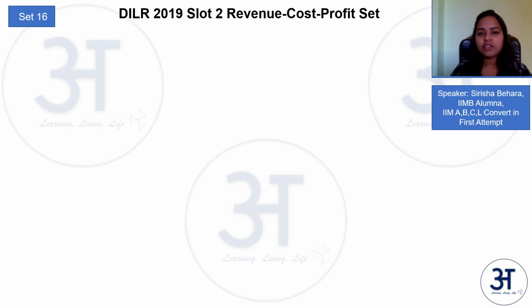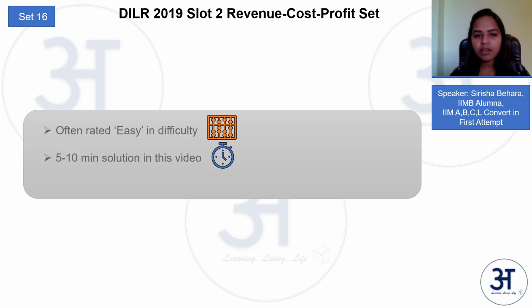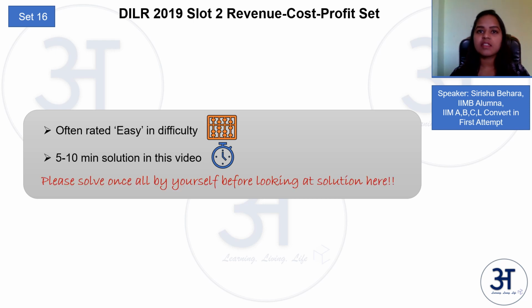Hello everyone. So this is the last DILR set from 2019 CAT paper, slot 2 that we are discussing. This set is a revenue, cost, profit set. It is the easiest set in the slot and we provide you a 5 to 10 minute solution. So please go through this set once and solve it all by yourself before you look at the video.